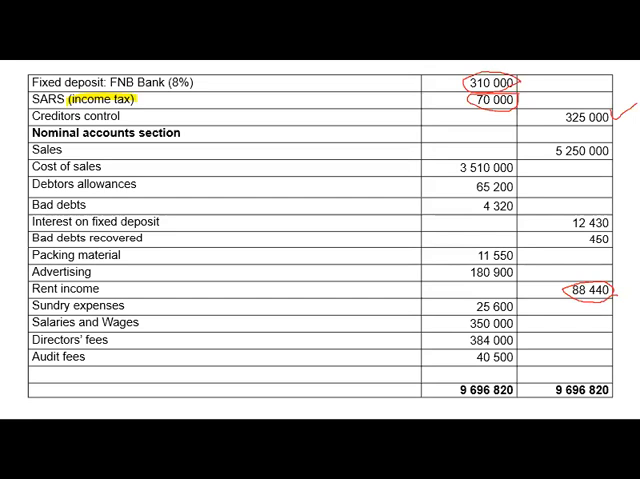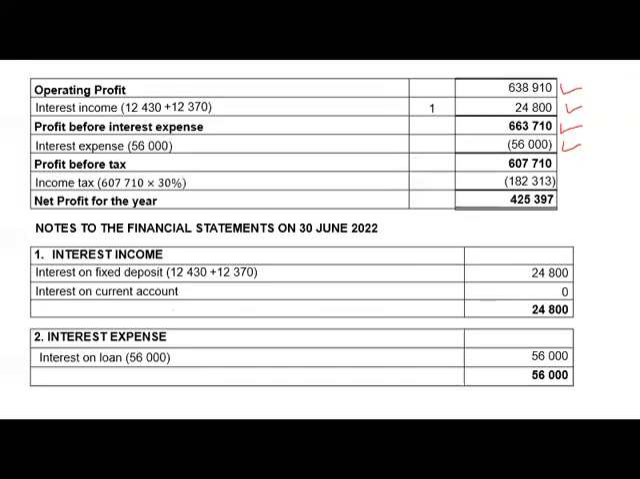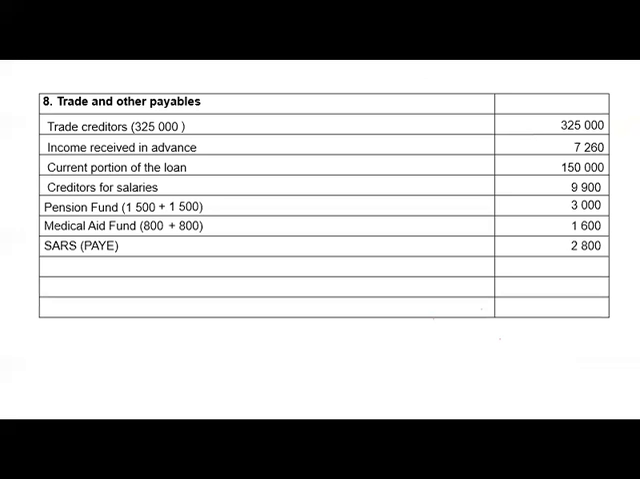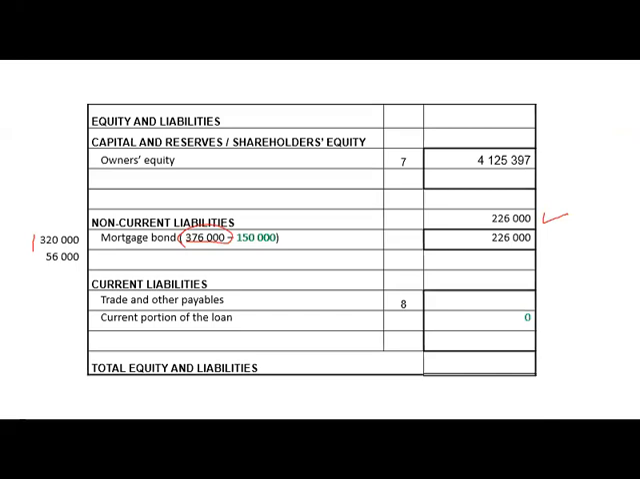But from our statement of profit or loss, we calculated our tax expense as 182,313, but we've only paid 70,000. So we're still owing our tax expense. The difference is what we are owing. Because we are owing our tax expense, we will record that difference in trade and other payables, and that will be 112,313. And then you just add everything up. It will give you a total for trade and other payables. That total for trade and other payables, you will put it under current liabilities in your statement of financial position, which is that over there.